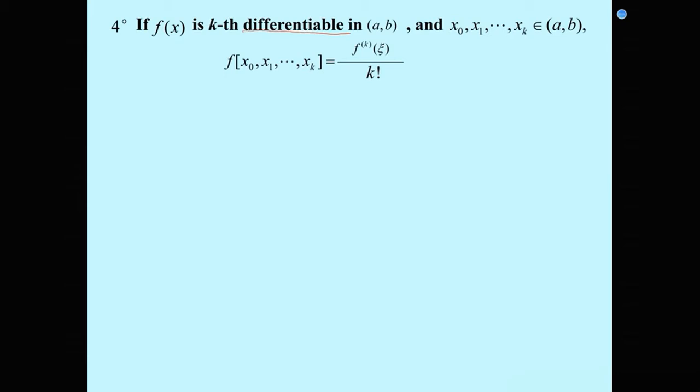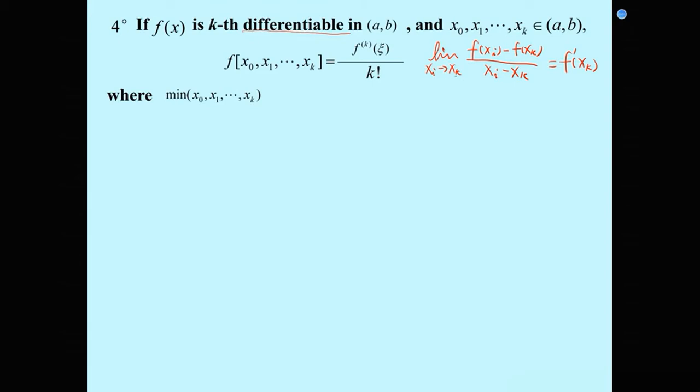Actually, you should understand the first order divided difference. Remember, f(xi) minus f(xk) divided by xi minus xk. So if we consider the limit when xi goes to xk, then it should be the derivative at xk. Is it okay?